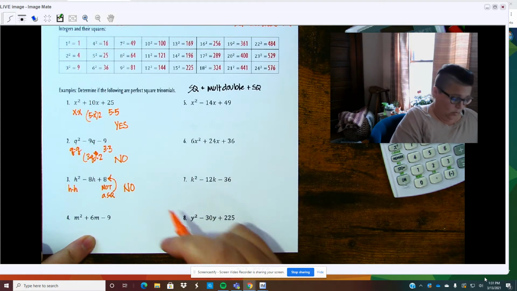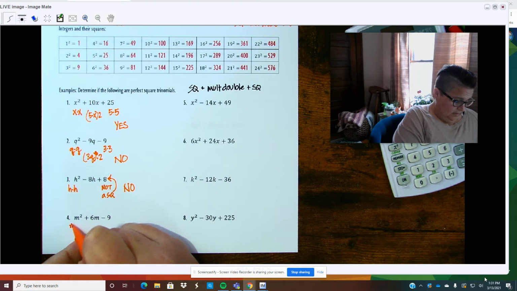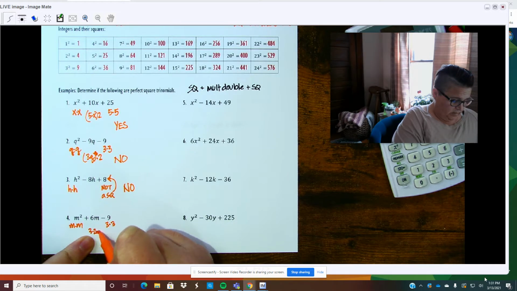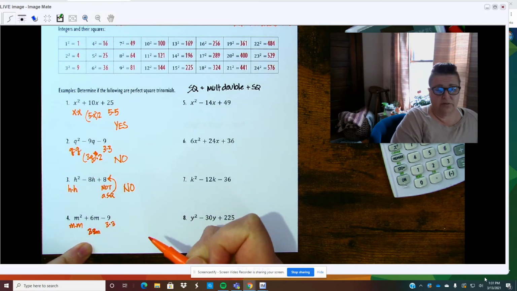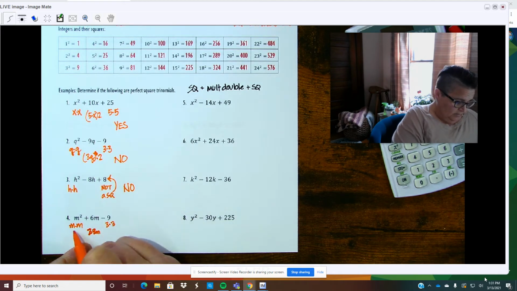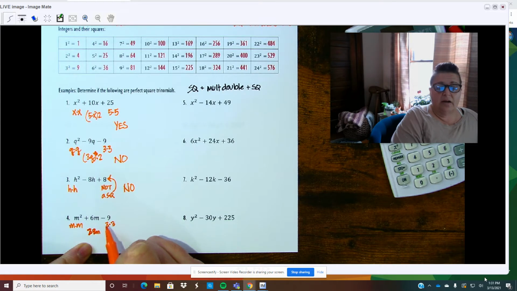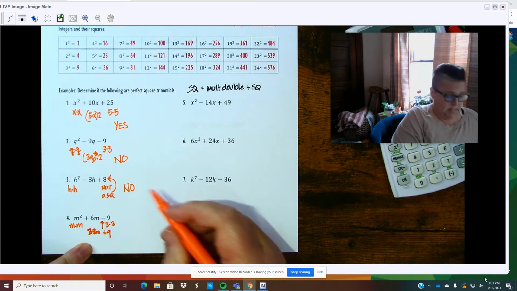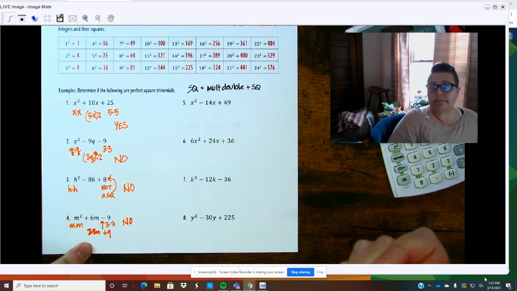If we look at number 4, this is m times m. This is 3 times 3. 6 is 3 times 2 times m. That works, right? Or 2 times 3m. I like that better. 2 times 3m. That does work. So this is square, multiply, double, square. But again, the same as before. That should be a plus 9. And it's a minus 9. So this is again a no.